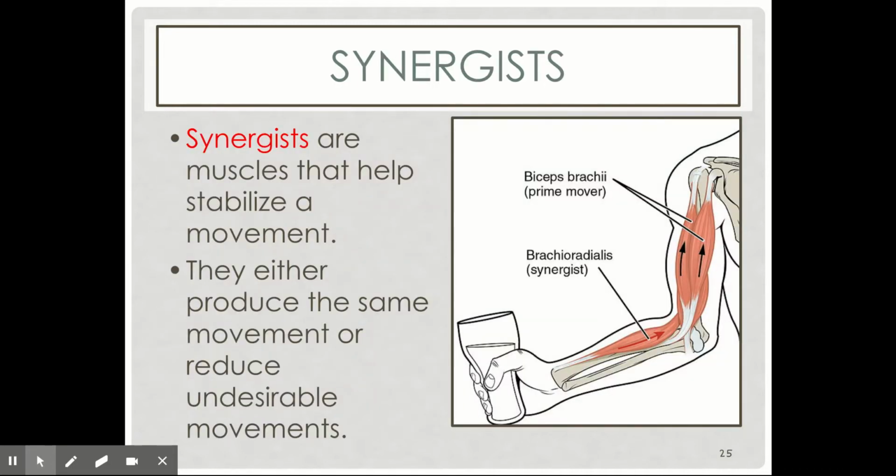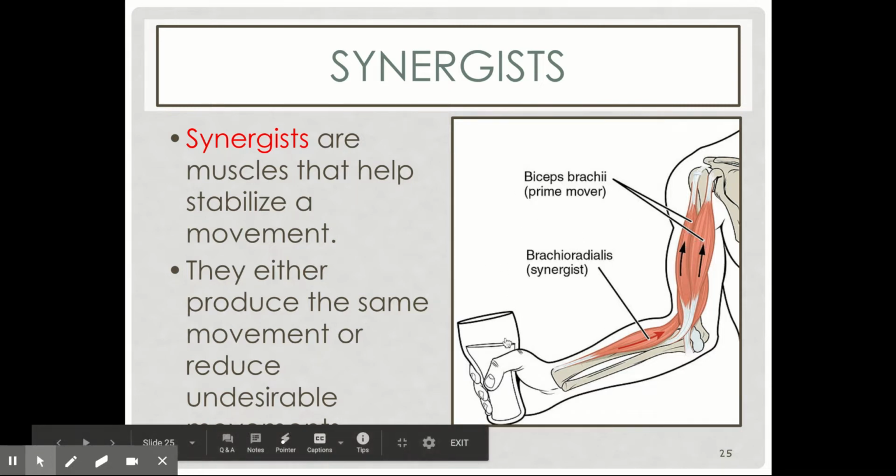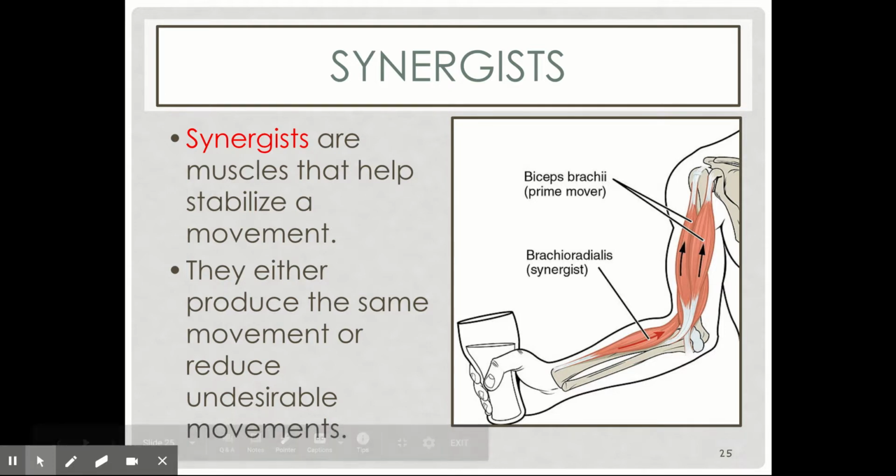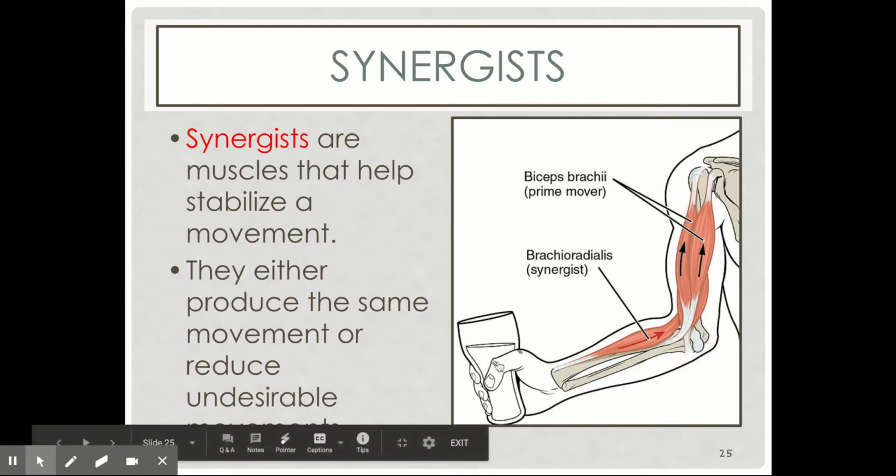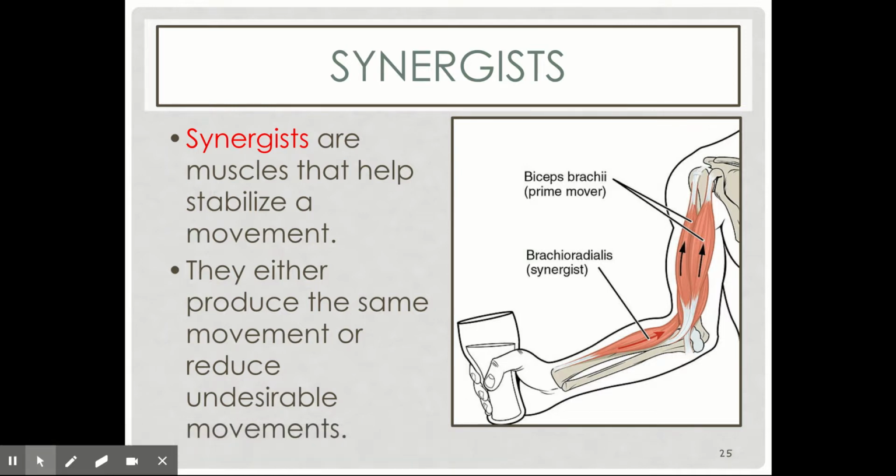We also have another vocabulary word called a synergist, and these muscles are going to help stabilize a movement. In this specific example, when we're talking about our biceps and our triceps and we're picking something up or moving our arm up, say we have a glass or something in our hand, what the synergist is going to do is just help stabilize the movement. They are either going to produce the same movement or reduce undesirable movements.